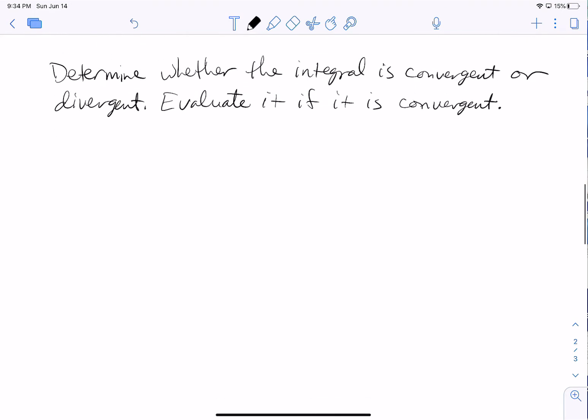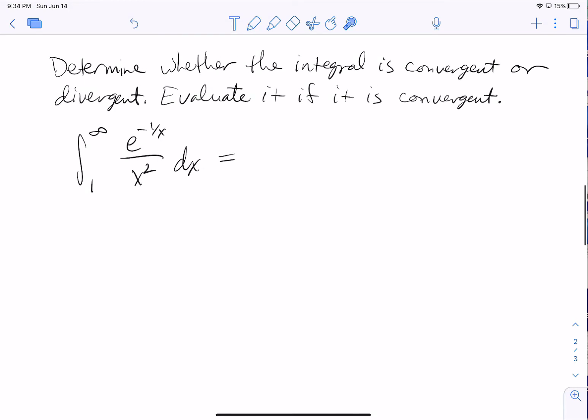We are going to look at the integral from 1 to infinity of e to the negative 1 over x divided by x squared dx. In particular, what we're going to do is determine whether the integral is convergent or divergent, and if it is convergent, we're going to evaluate it. The first thing we do is, well, folks, I have some sad news for you. We actually cannot compute this integral from 1 to infinity. Cannot do it. Nope, not at all.